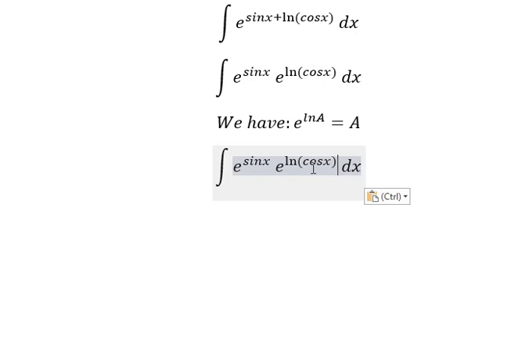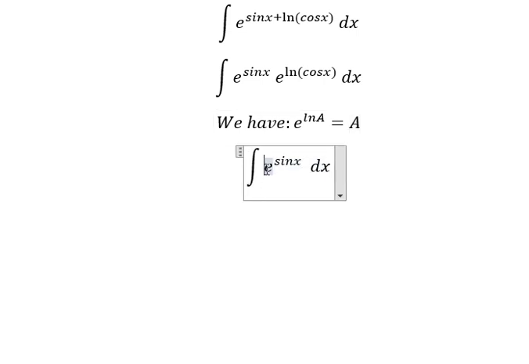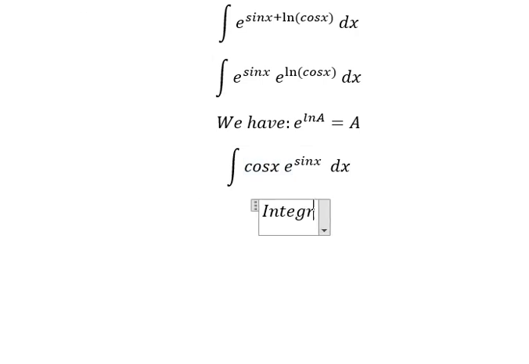So we have the formula in here. So this one, we need to transform this one into this one, capital A, that is about cosine x. So this one, that is about cosine x. Now we can use integration by substitution.